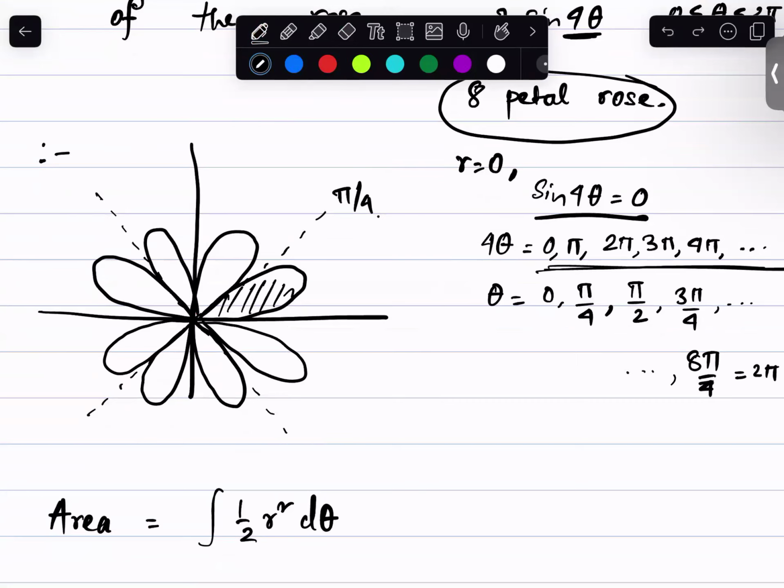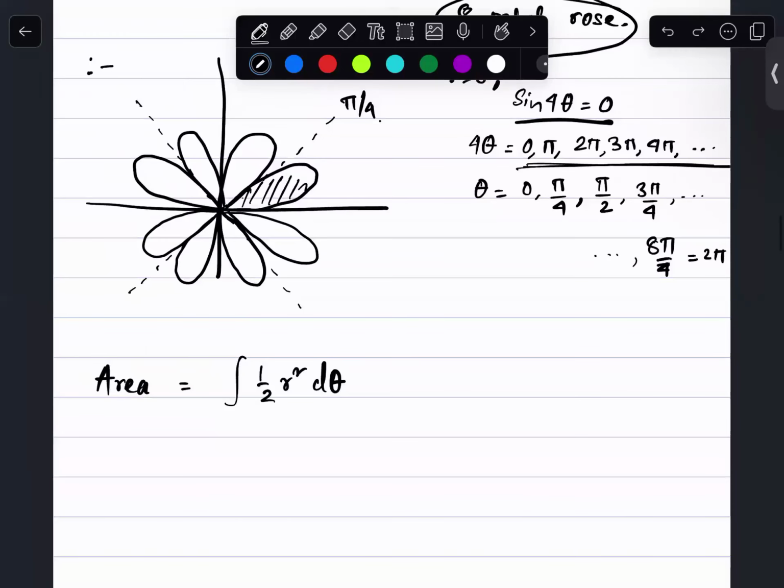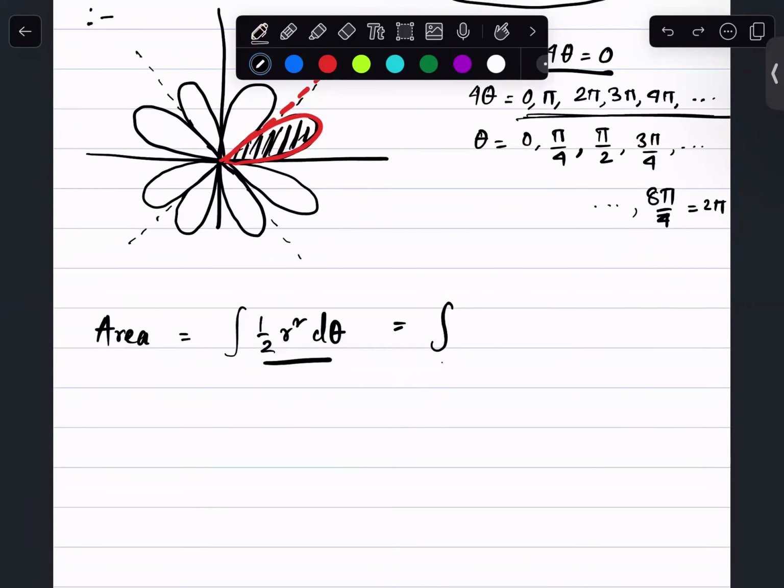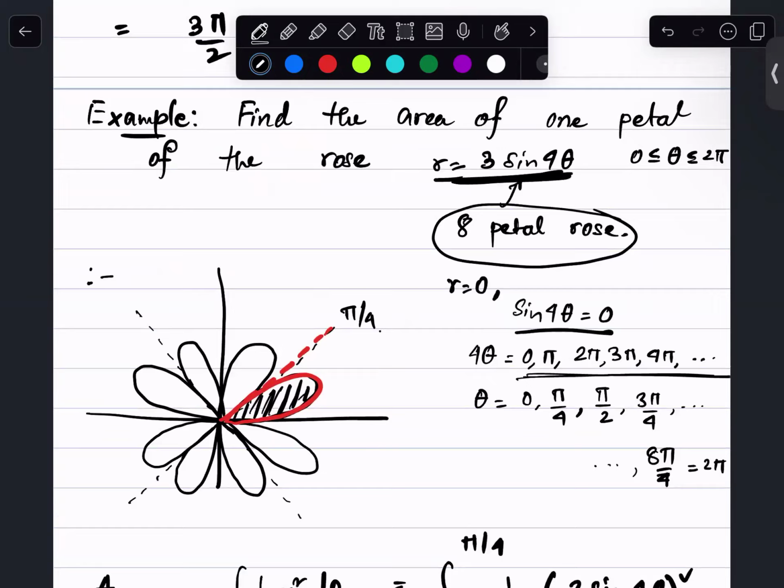Now the area of one petal, so I'm only interested in one of these petals. It will be this formula, but theta will be going from 0 to pi over 4, right? Because this first petal is when theta is pi over 4 and 0. So your range will be 0 to pi over 4, and then half r square will be just 3 sine 4 theta square, because I know that r is 3 sine 4 theta.